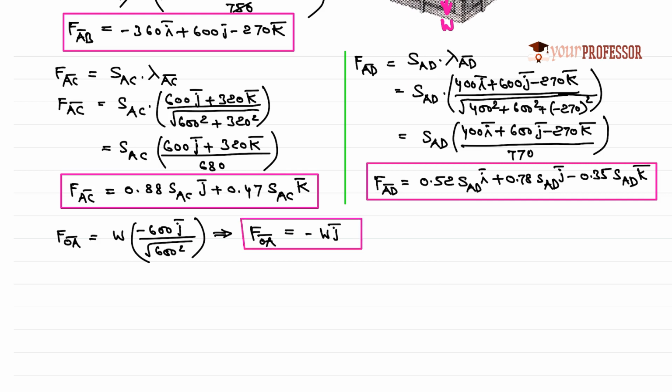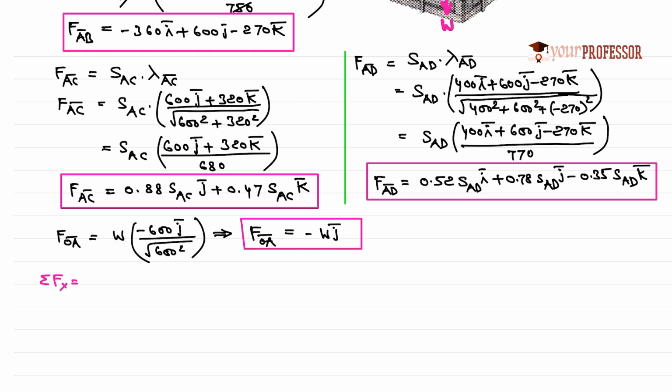So now we have got four vectors: FAB bar, FAC bar, FAD bar and FOA bar. So we have got all the vectors. Now we can apply the equations of equilibrium in spatial force system, nothing but sigma Fx equal to 0, sigma Fy equal to 0 and sigma Fz equal to 0. First let's apply sigma Fx equal to 0.